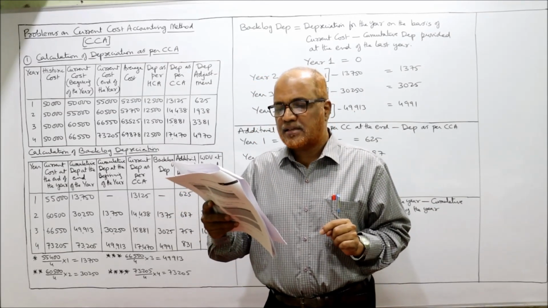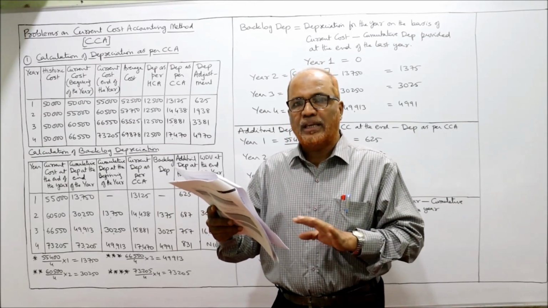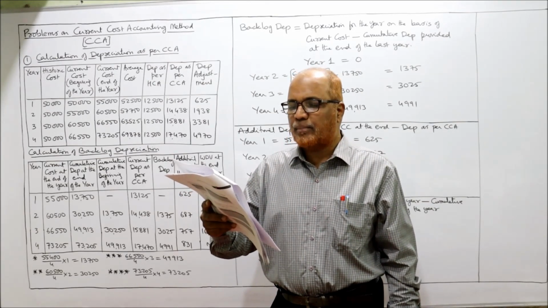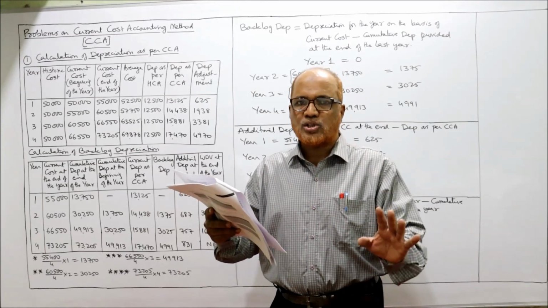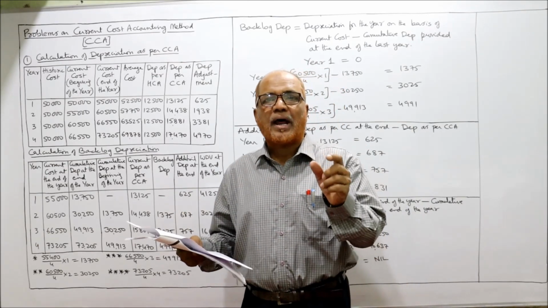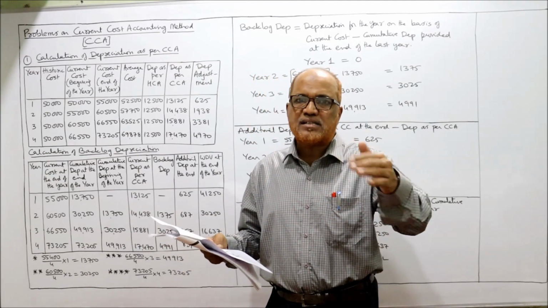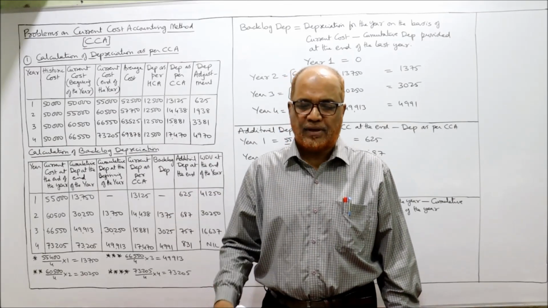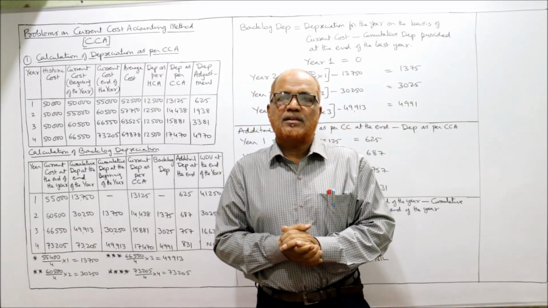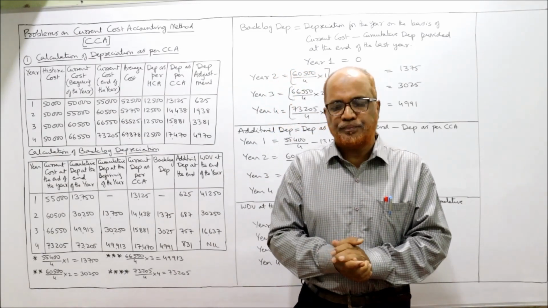The data given for the asset: cost of the machine 50,000, estimated life 4 years, residual value nil. Then inflation factor 10% per annum. Assume straight line method of depreciation. That's it. So cost of the asset 50,000, life 4 years, no residual value, and inflation factor 10%. That means the prices are increasing by 10%, so here also the value of the asset will increase 10% every year. We are required to calculate the depreciation according to the CCA method, depreciation adjustment and backlog depreciation. These are the things we have to find out.